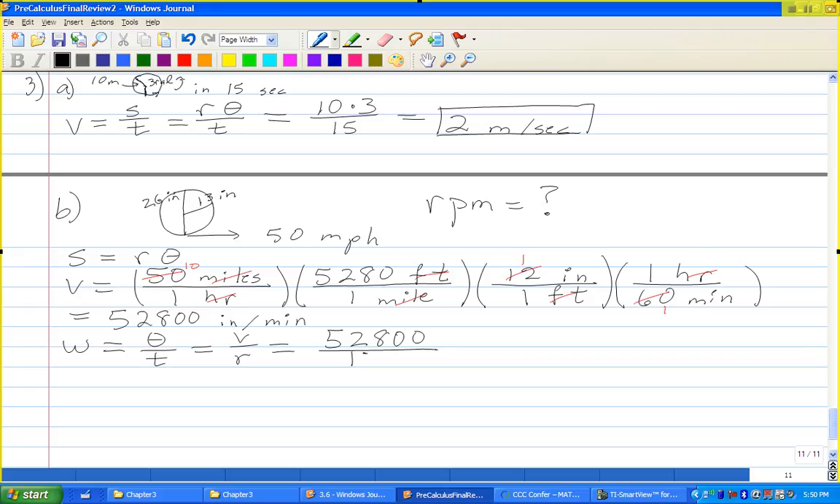Inches is 13. Okay. And this gives you radians per minute. But I want to do this in revolutions. There are 2 pi radians in 1 revolution. Okay, so that's 2 pi. So let's do that.